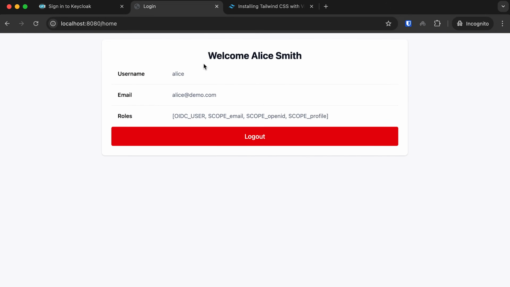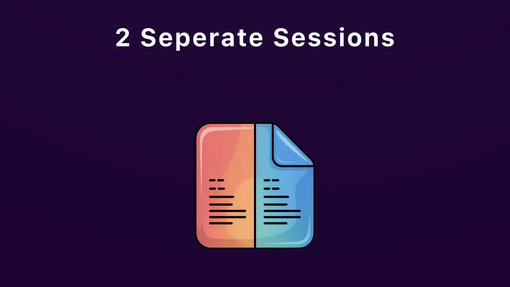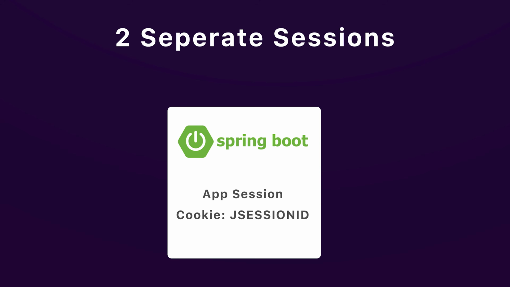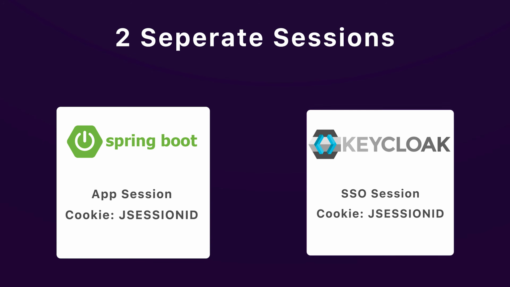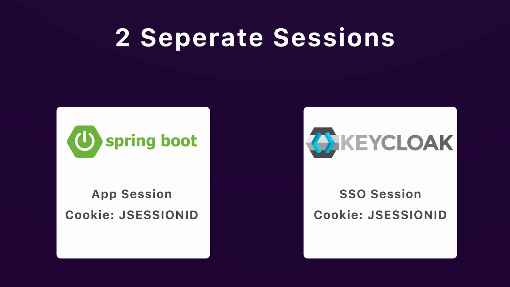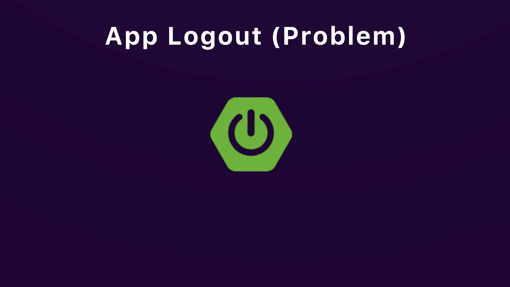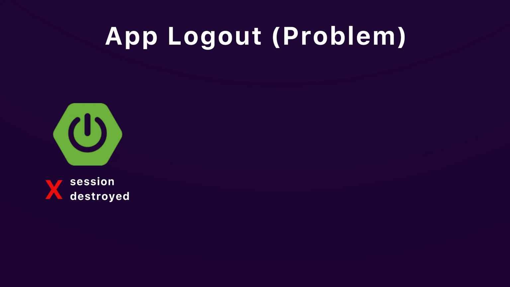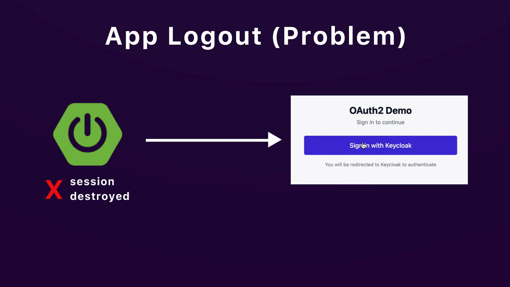This is actually expected behavior, and it's important to understand what's happening here. Let me show you. We are actually dealing with two separate sessions. On the one side, we have our Spring Boot application with its own session. On the other side, we have Keycloak with its own session stored in the browser. So when we click Logout, we destroyed our application session. That's why our app correctly sent us to the login page. But we are still logged in to Keycloak in our browser.